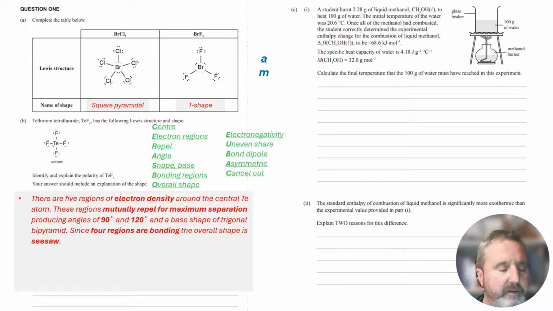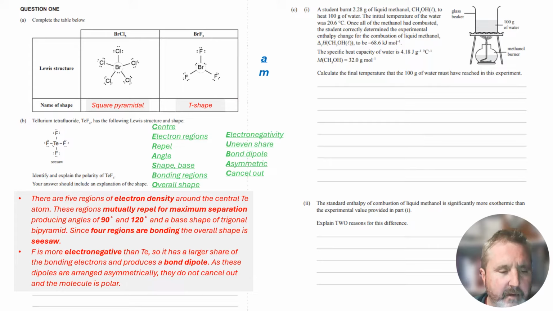The next part is I need to say, is it polar or non-polar, and can we explain why? The first thing we look at is the bonds, and the bonds are between tellurium and fluorine. Fluorine is the most electronegative atom, so it's going to take its biggest share of the bonding electrons. It will unevenly share the electrons with tellurium and produce a bond dipole. So we write down that it's more electronegative, it has a larger share of these electrons, and so produces a bond dipole.